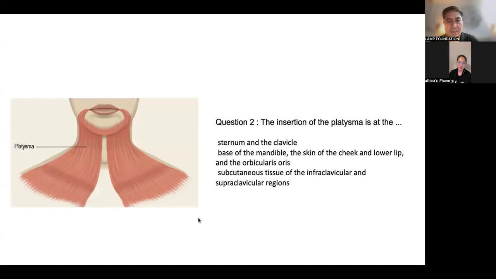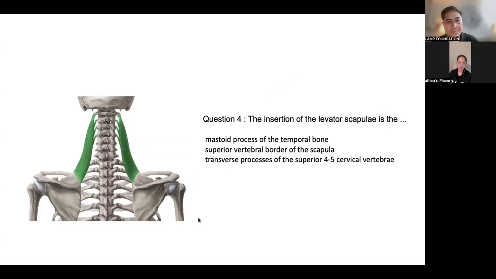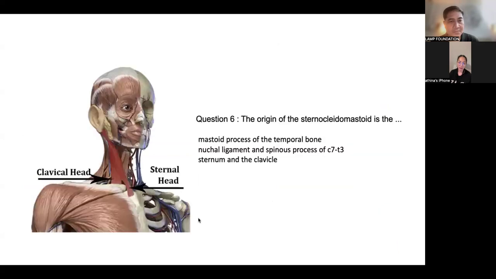Insertion of the platysma is at the base of the mandible, the skin of the cheek and lower lip, and the orbicularis oris. Origin of the orbicularis oculi is the medial wall of the orbit. Insertion of the levator scapulae is the superior vertebral border of the scapula. Insertion of the orbicularis oculi is the circular path around the orbit.